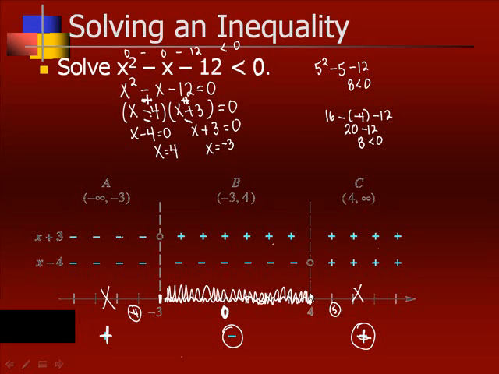Okay? So we go back and say, okay, does it include the endpoints? Well, because it was less than and not or equal to, we say that the solution would be everywhere between negative 3 and 4, not including the endpoints.